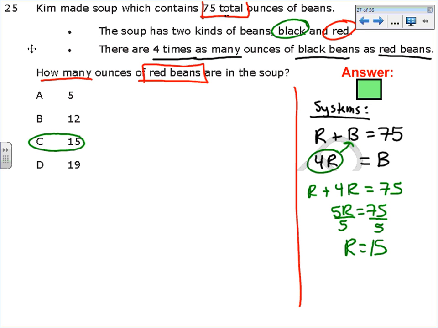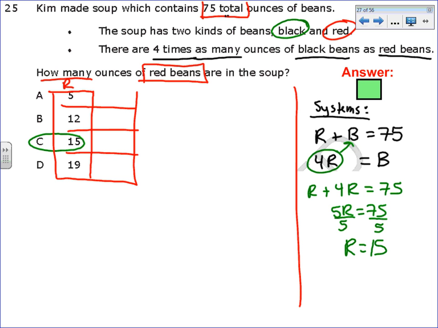What if all this is confusing and you don't understand it? You can use your answer choices just like we did with that tree and shrub problem. It said how many ounces of red beans are in the soup. They're telling me that these are my options for red beans. Okay, so I'm going to turn it into a table. These are my options for red beans. This is going to be where I'm going to put my black beans.